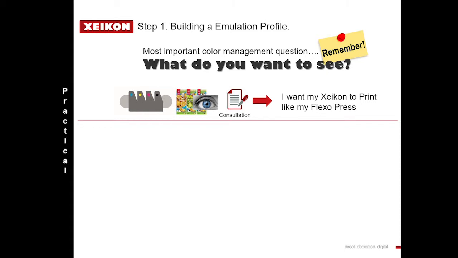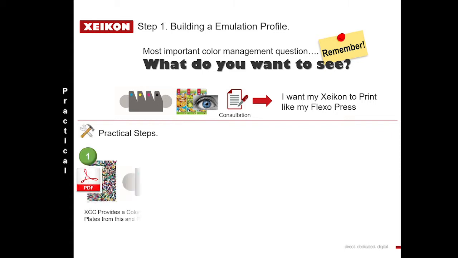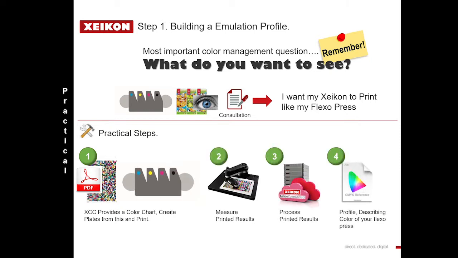So let's have a look. Step one. So remember the most important thing, the question, what do you want to see? And after consultation, we figure out that what he wants to see is the print looking like his FlexoPress. So these are the practical steps, just simply 1, 2, 3, 4. We provide a special test chart, which he prints on his FlexoPress. We measure those charts. We process that result in the software, and the result is our reference profile, our Flexo profile, which describes how his FlexoPress looks.